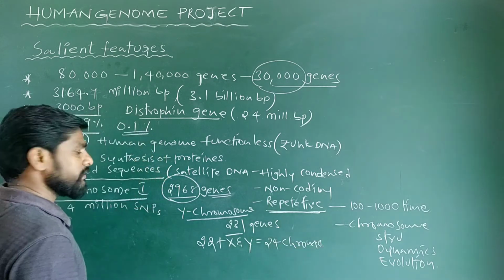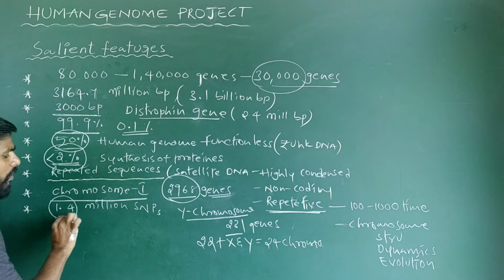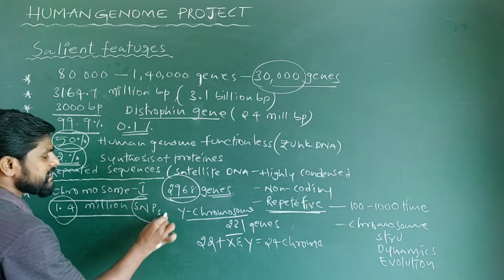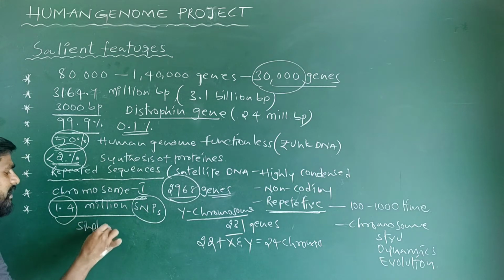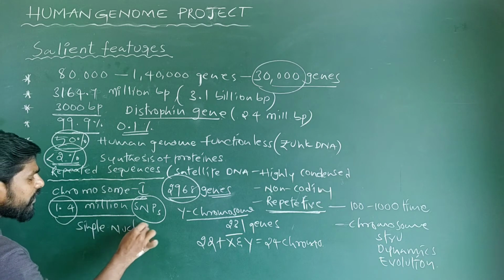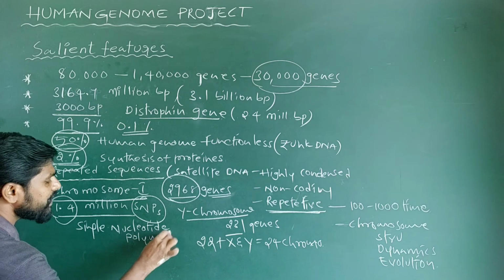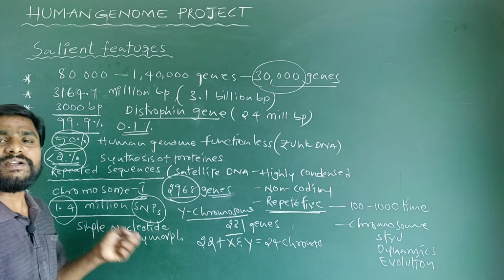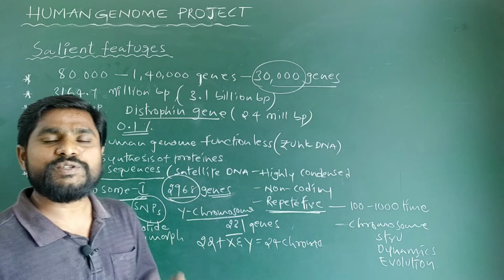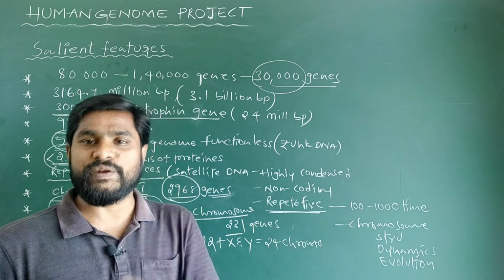Keep remembering this. The last fact we got from the Human Genome Project is that there are 1.4 million SNPs. Here SNPs means single nucleotide polymorphisms. What is meant by single nucleotide polymorphism? Several nucleotide sequences look almost similar in the sequence of nucleotides, but they differ by one nucleotide.